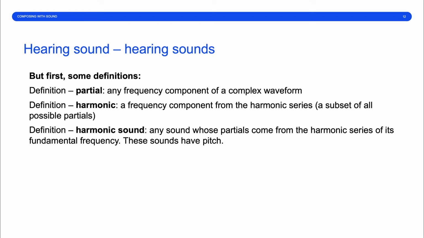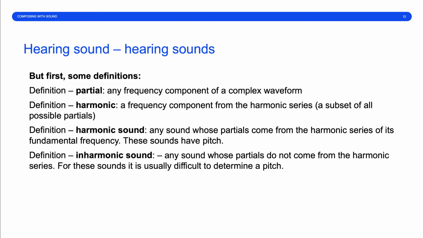So a harmonic sound is any sound whose partials come from the harmonic series of its fundamental. These sounds have pitch, and if we see a graph of these sounds of amplitude against time, you'll see that the waveform repeats itself. An inharmonic sound is any sound whose partials do not come from the harmonic series. And for these sounds, it's usually difficult to determine the pitch, so a snare drum, a cymbal, any unpitched sound.